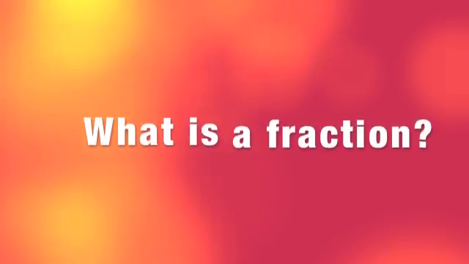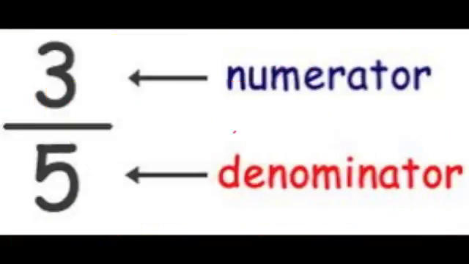A fraction is a number that expresses part of a group. The top number is what we would call a numerator. A numerator is the number of special items. The bottom number is what we would call a denominator. A denominator is the number of items in a whole.